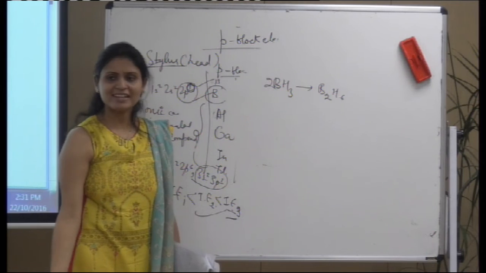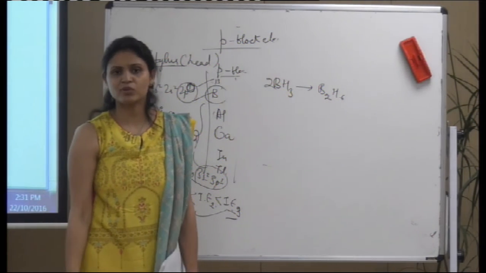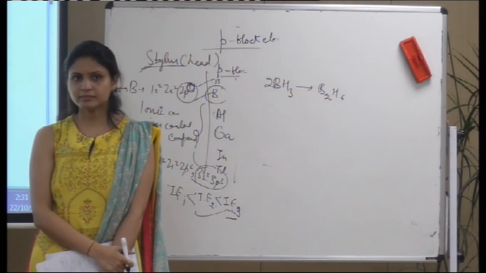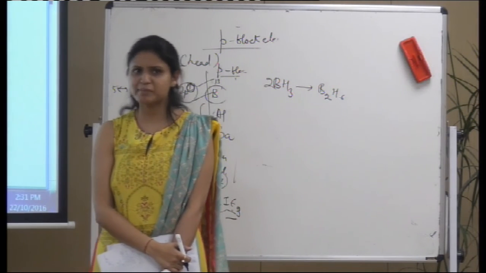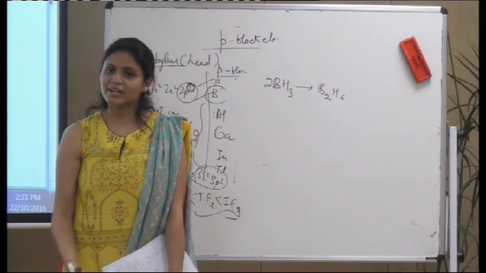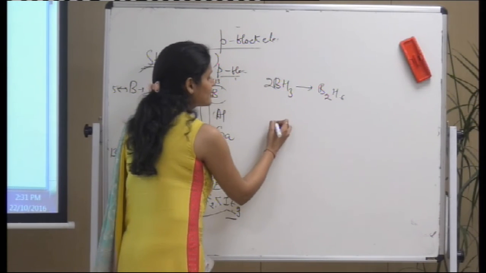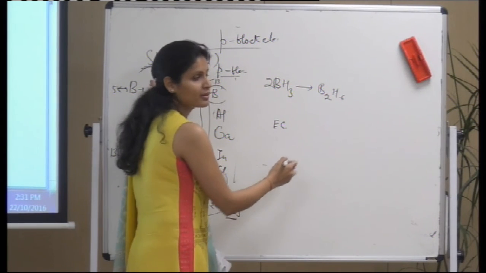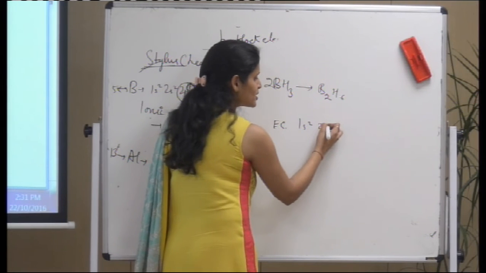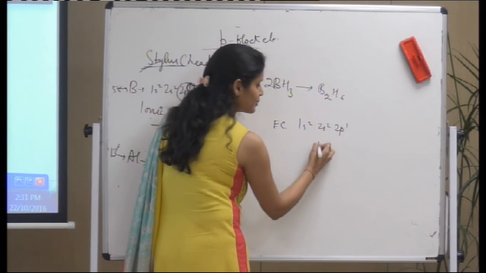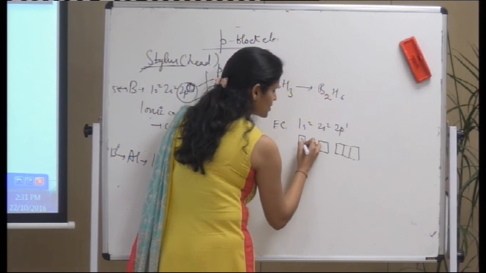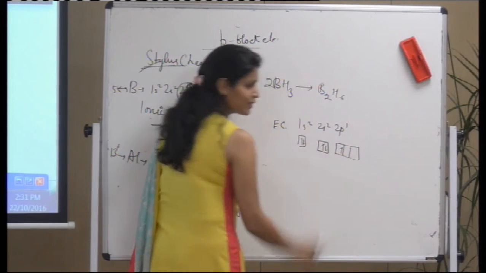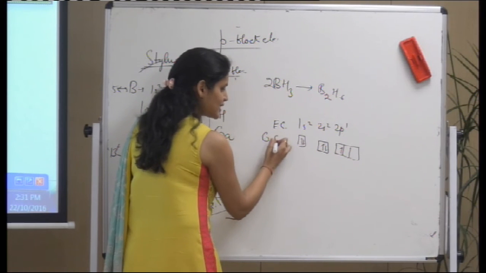Why has it dimerized? Why would anything dimerize? To attain stability. That means they are not stable, right? So why do you think it is not stable? What is the electronic configuration for boron? 1s2, 2s2, 2p1. This is the ground state, right?